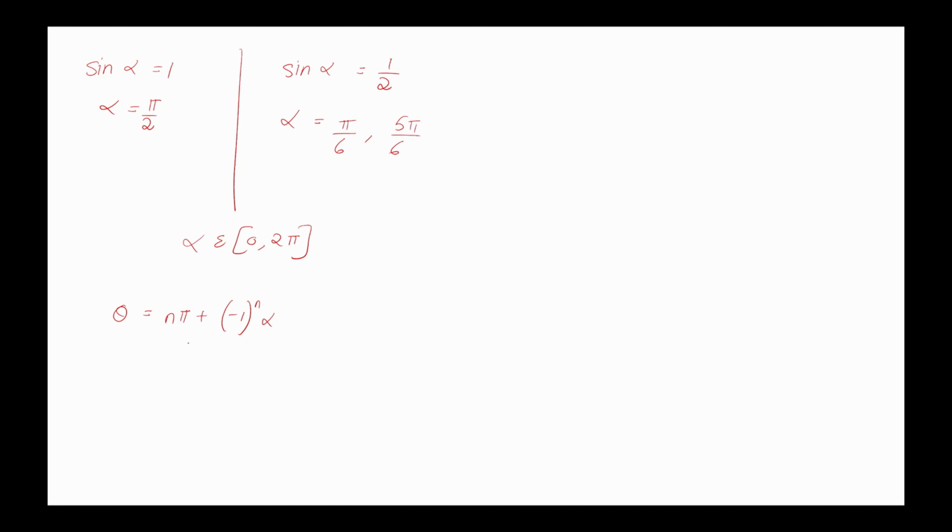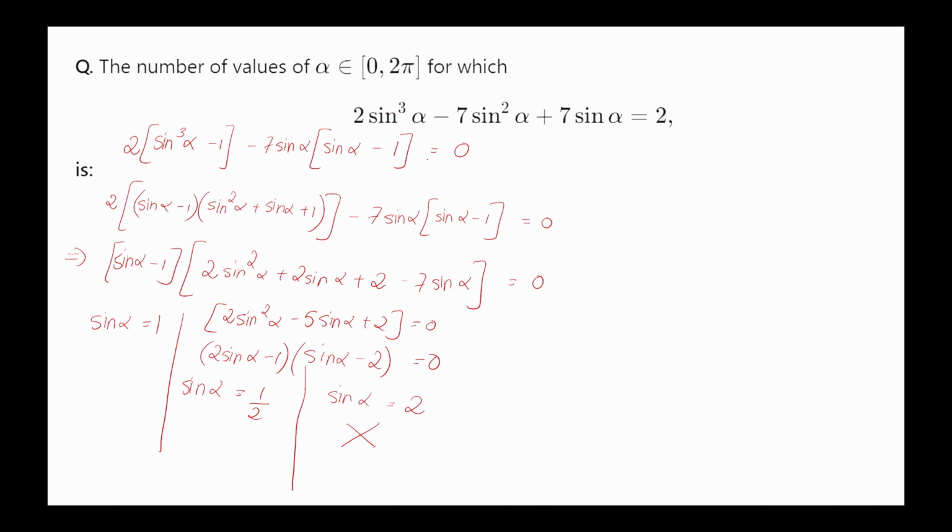So in this equation, I know that my alpha is pi by 6. So this would become n pi plus minus 1 to the power n pi by 6. If I put n as 0, this would be pi by 6. If I put n as 1, this would become pi minus pi by 6, which would give us 5 pi by 6, which is lying in our interval 0 to 2 pi. Now if I put n as 2, would it lie in this interval? No. So that means there are only 3 values of alpha that would satisfy this equation.